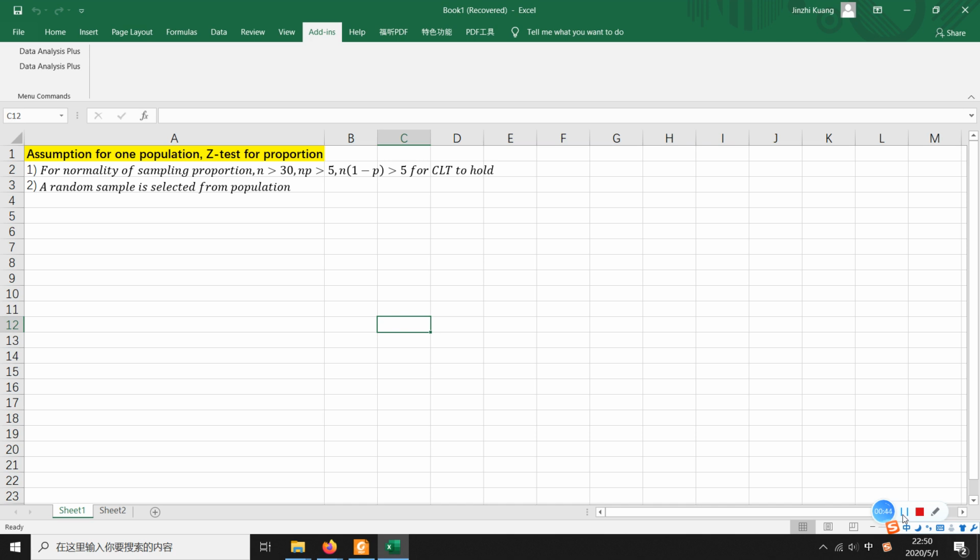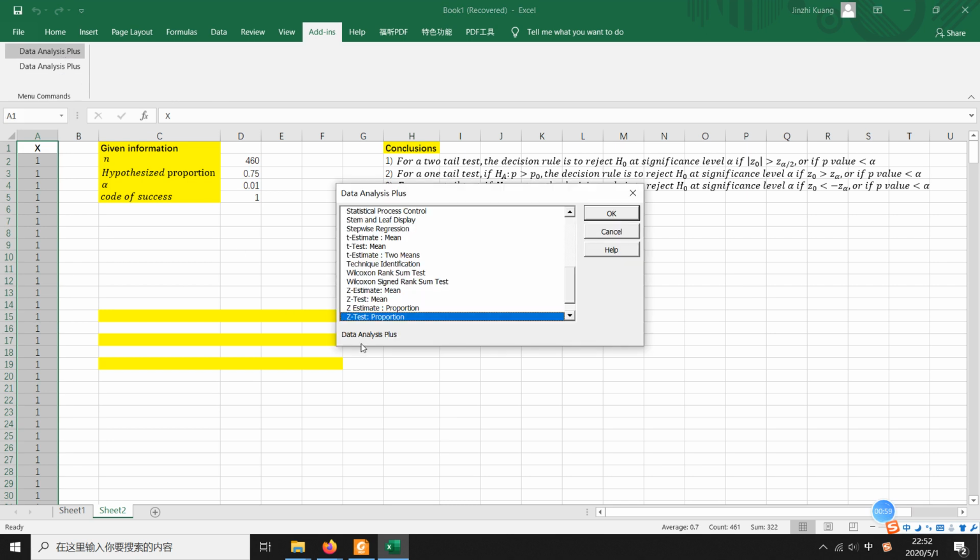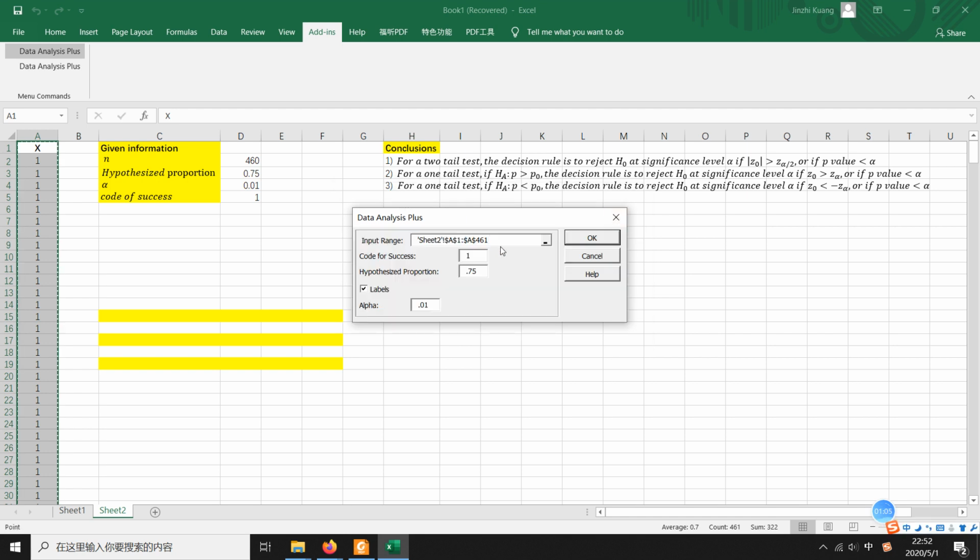These assumptions may be stated in the questions, or you may be required to test these assumptions. We'll go through an example to see how to work out these sorts of questions. In order to perform this test, we should use the Data Analysis Plus function and select the Z-test proportion function and click OK.